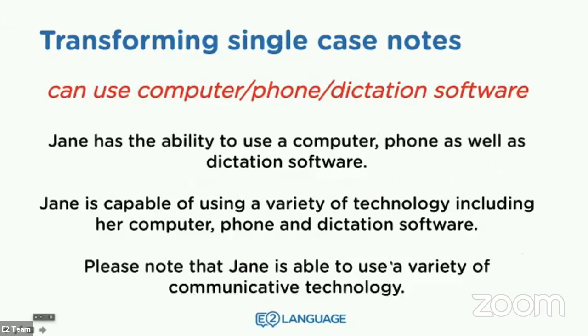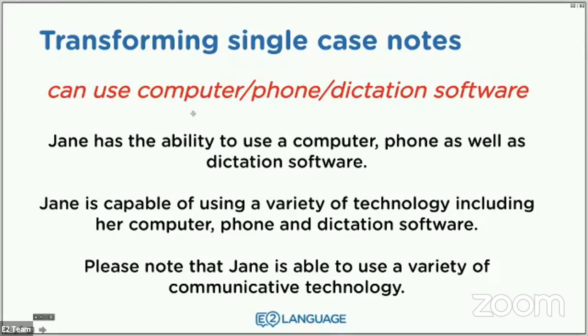Okay, let's see my suggested answers here. Can use computer phone dictation software. Obviously, we're talking about Jane. So Jane has the ability to use a computer, phone, as well as dictation software. Pretty straightforward. Or Jane is capable of using a variety of technology, including her computer, phone, and dictation software.